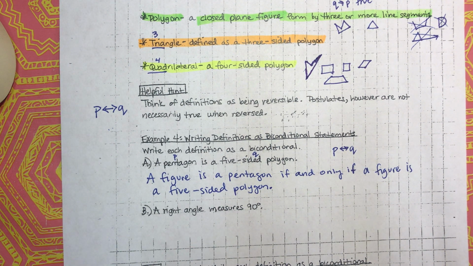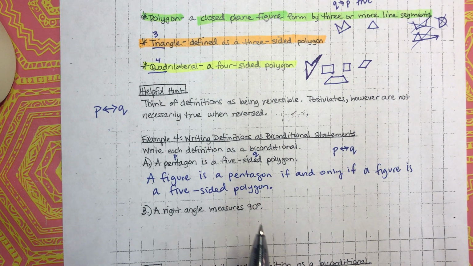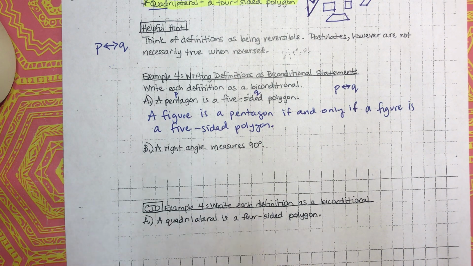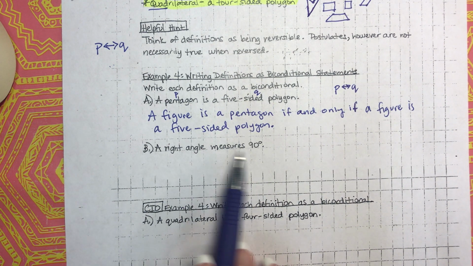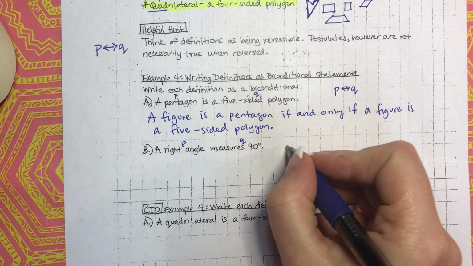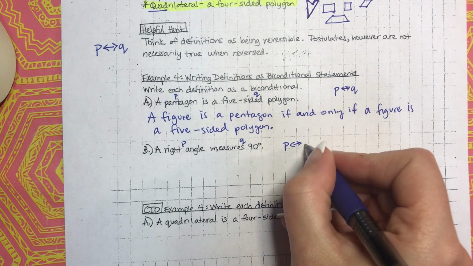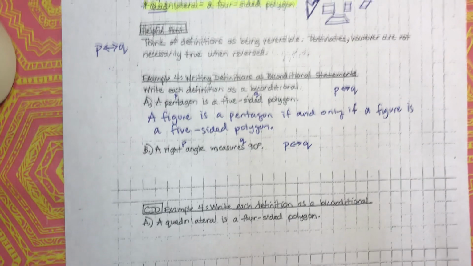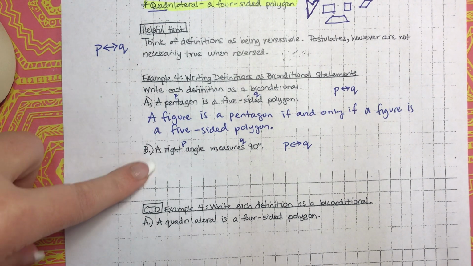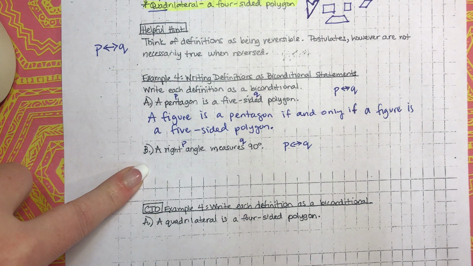Okay. So let's look at this next definition, and we're going to write that as a biconditional as well. So this says a right angle measures 90 degrees. So we have "right angle" and "measures 90 degrees." This is going to be our hypothesis, this is going to be our conclusion, right? And we're writing that biconditional, which goes both ways. Okay, what is the word we insert here, like we inserted "a figure" before, to make this definition a biconditional?